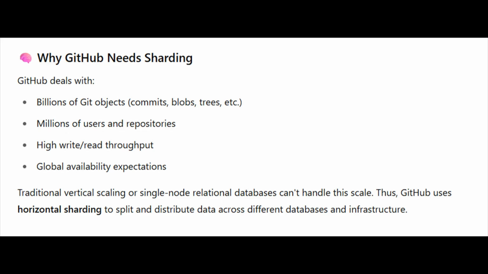Why does GitHub need sharding? GitHub deals with billions of Git objects, commits, blobs, trees, etc., millions of users and repositories, high write/read throughput, and global availability expectations. Traditional vertical scaling or single-node relational databases can't handle this scale. Thus, GitHub uses horizontal sharding to split and distribute data across different databases and infrastructure.